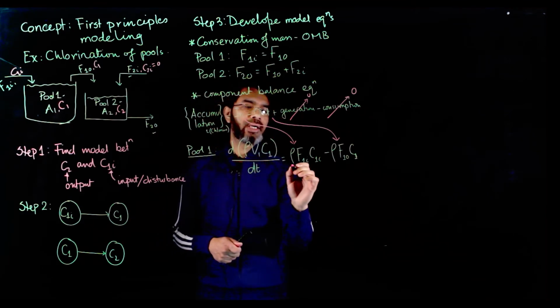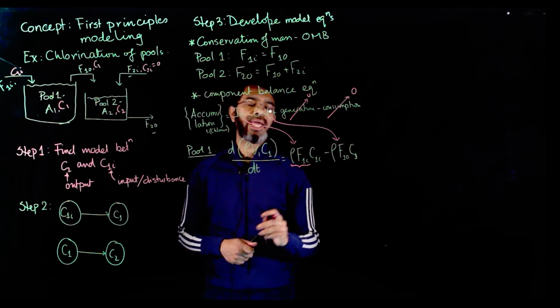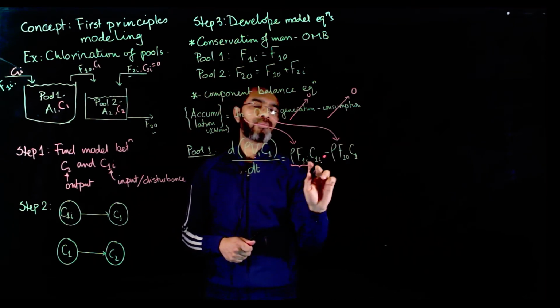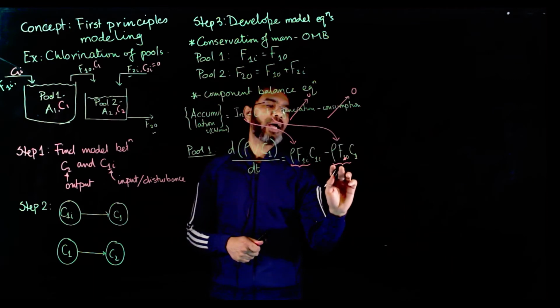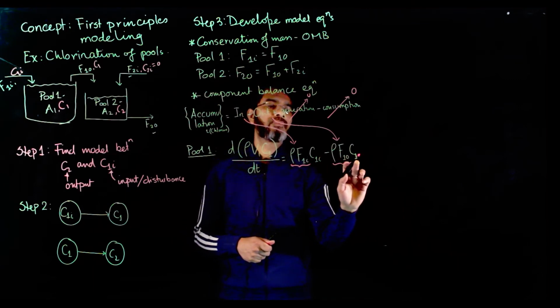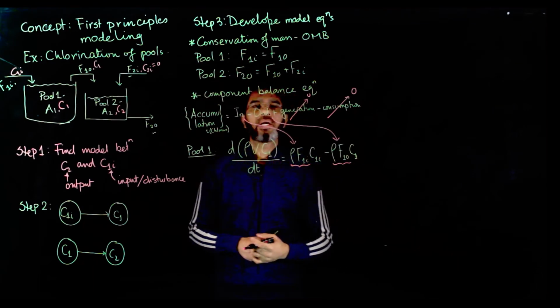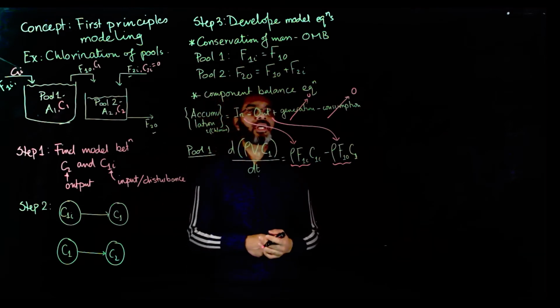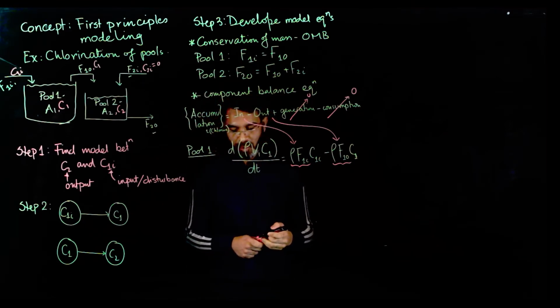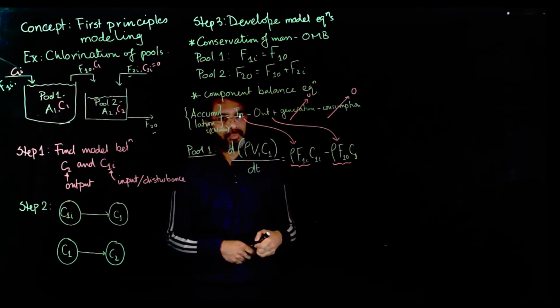So these two together give you the mass of liquid coming in, and with the mass fraction, that's the mass of chlorine. Mass of liquid going out times mass fraction gives the mass of chlorine out. Again, the generation and consumption terms are not there because there is no reaction involved.